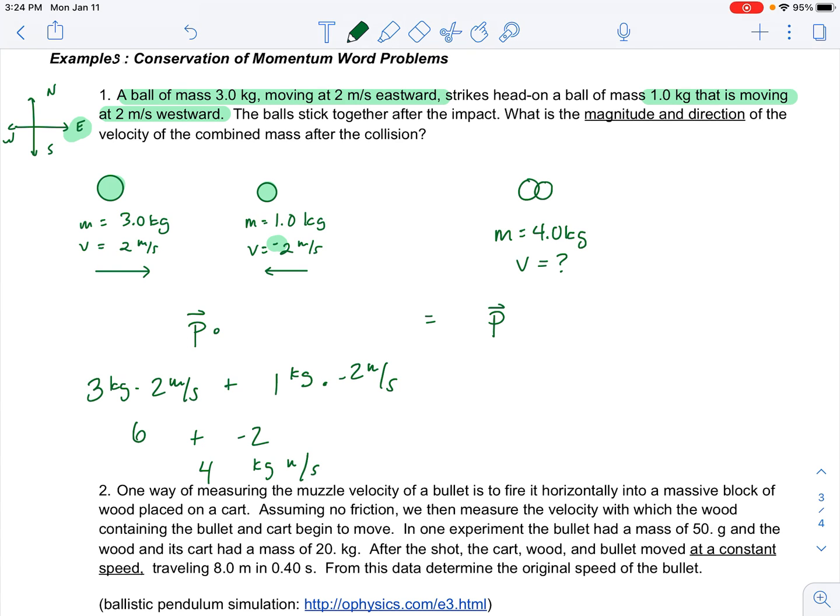on the left. On the right, we have 4 kilograms times the velocity, and maybe we can see right here that the velocity is going to have to be 1 meter per second, because 4 times 1 is 4. And since it's a positive number, it's going to be east.